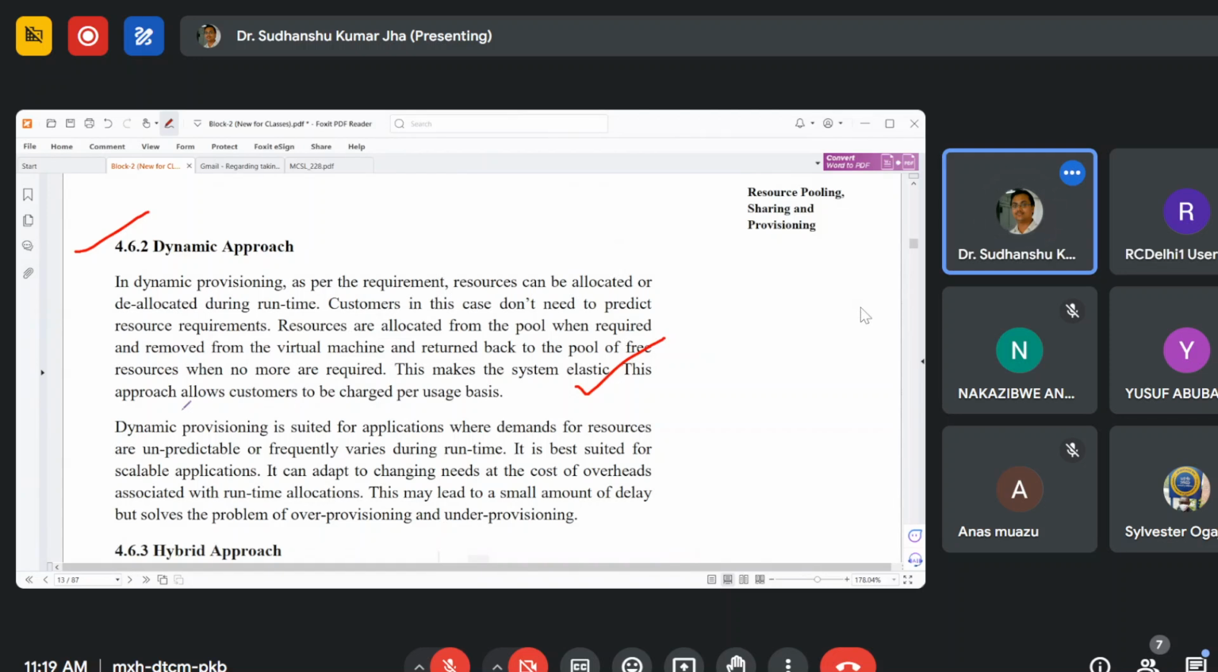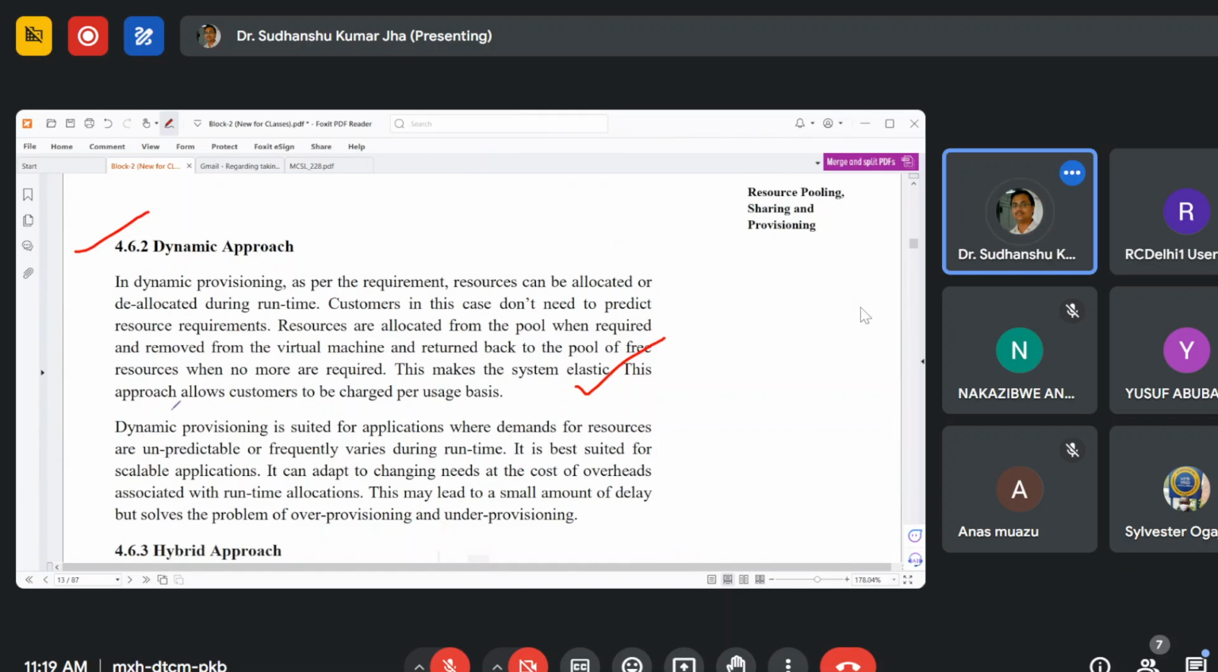So the dynamic approach looks much better because it predicts how many resources you require, and accordingly it allocates the resources. So wastage of resources in the dynamic approach is less, whereas in the static approach, wastage of resources may be very high if you have been allocated a lot of resources. So both have their own advantages and disadvantages.